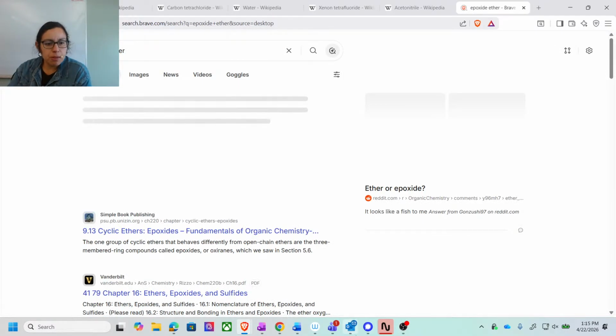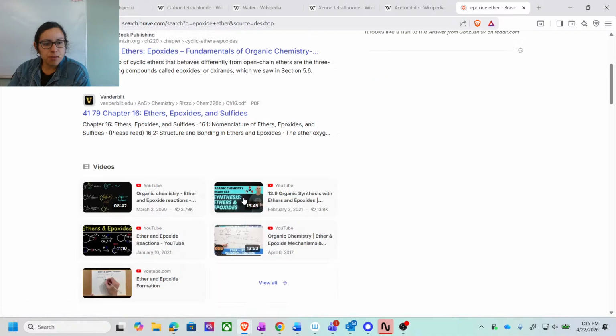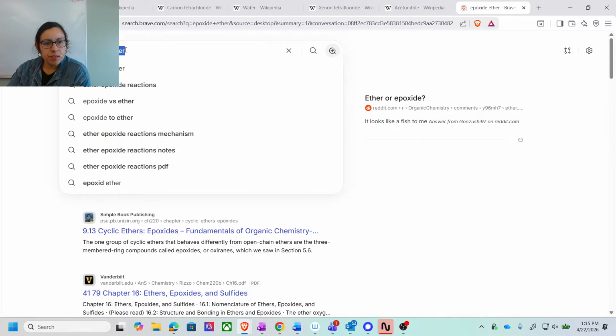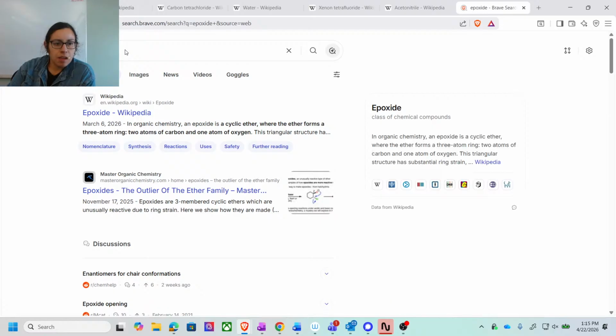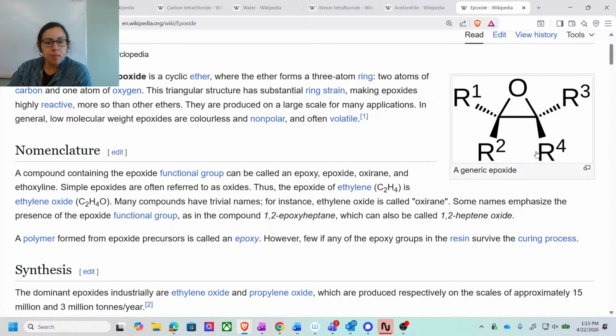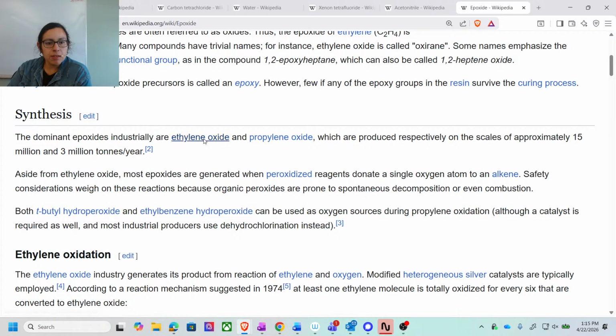Sorry, I was trying to pull up, I didn't do a good job. I was trying to find just a quick epoxide, because some of these have lower dipole moments, but you can see they're kind of polar from this weird ring thing. So there we go. Ethylene oxide will help us.